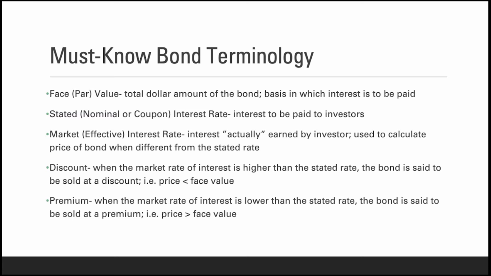Next, the market interest rate, or sometimes referred to as the effective interest rate. This is the interest actually earned by the investor. It's also used to calculate the price of the bond when different from the stated rate, and we'll actually see this in an example later in the video.